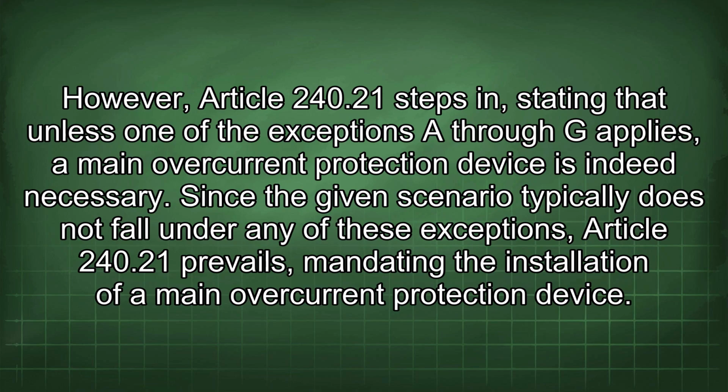However, Article 240.21 steps in, stating that unless one of the exceptions A through G applies, a main overcurrent protection device is indeed necessary. Since the given scenario typically does not fall under any of these exceptions, Article 240.21 prevails, mandating the installation of a main overcurrent protection device.